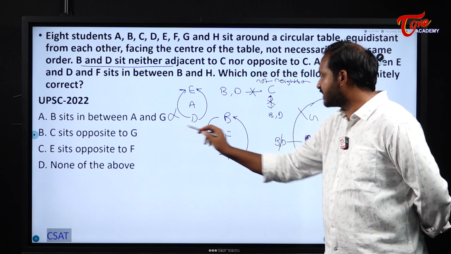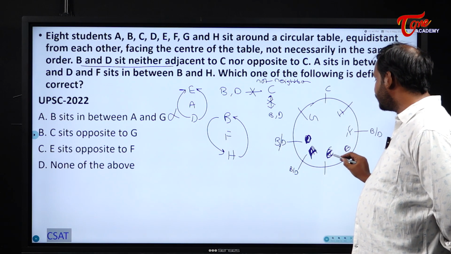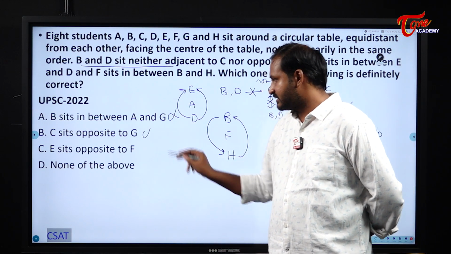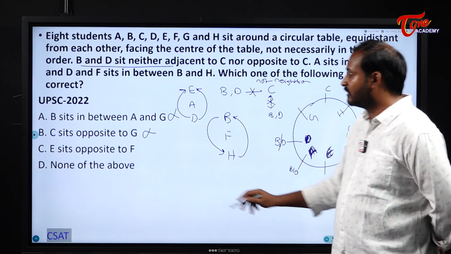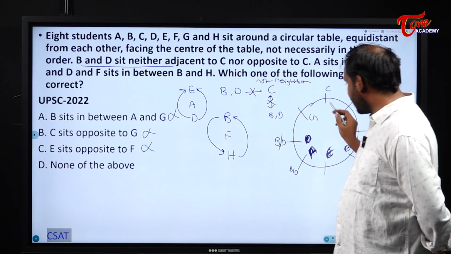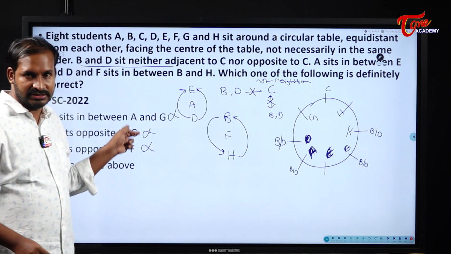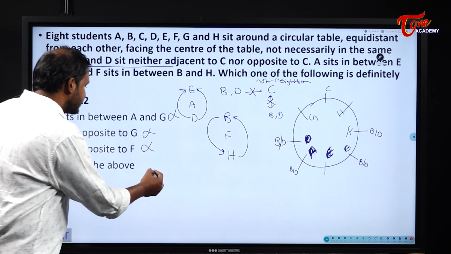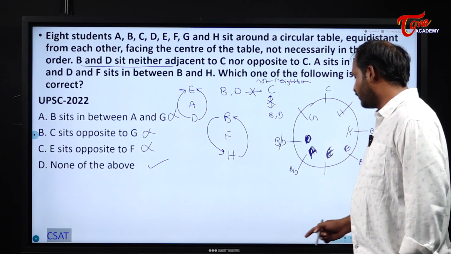Okay. Next, C sits opposite to G. Is C sitting opposite to G in this case? No. C is sitting opposite to E. That one is also false. E sits opposite to F. Is E sitting opposite to F? No. That one is also false. By writing one arrangement, taking any random arrangement, I can make 3 statements false. So our answer here becomes none of the above.